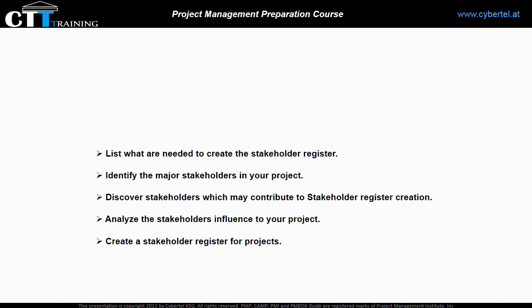We arrived to the end of this episode. Now we are able to list what we need to create a stakeholder register. You will also be able to identify the major stakeholders in your project and discover stakeholders which may contribute to stakeholder register creation. Also, you will be able to analyze stakeholders' influences in your project. At the end, you will be able to create stakeholder register for your project.